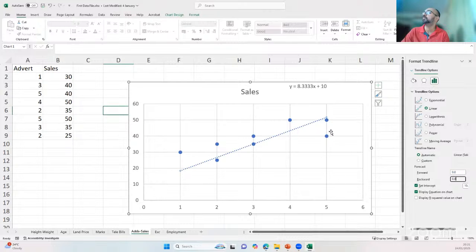Okay, now you can see the line stops there, but it goes through 10. That means when x is 0, that means when advertisement is 0, sales are 10. But actually, for this case, we cannot do that. Okay, hope you get that.